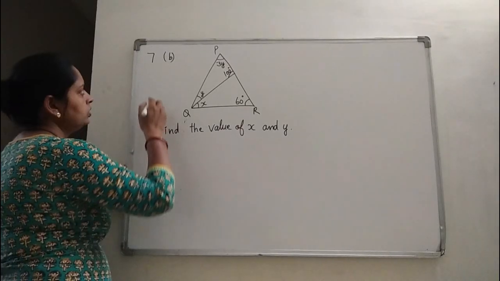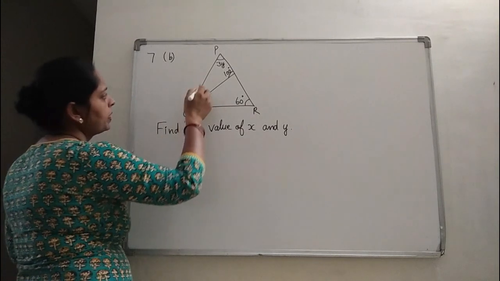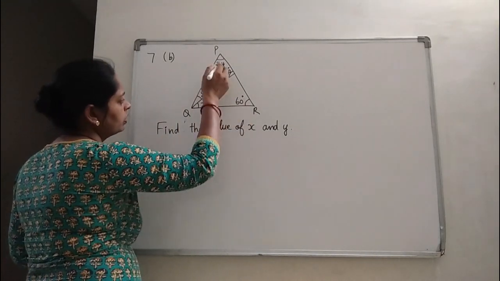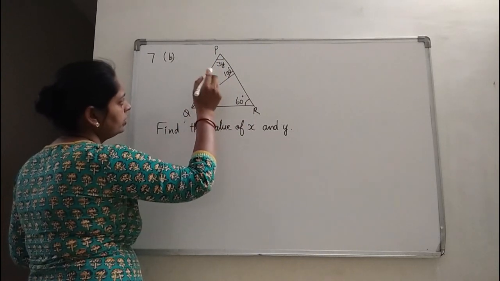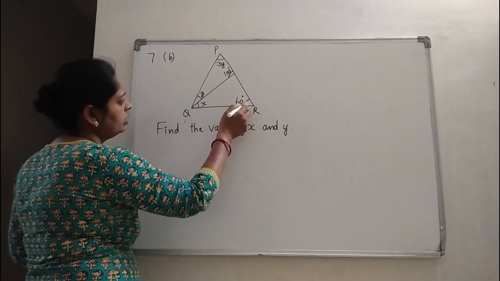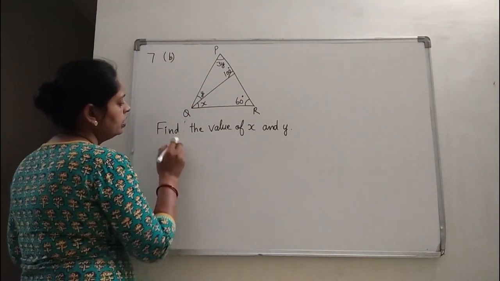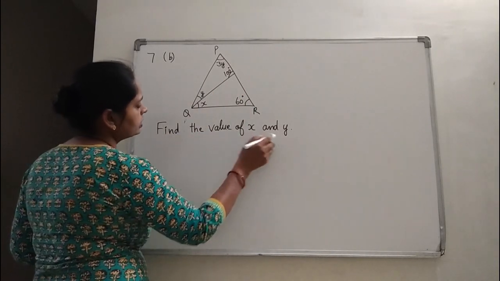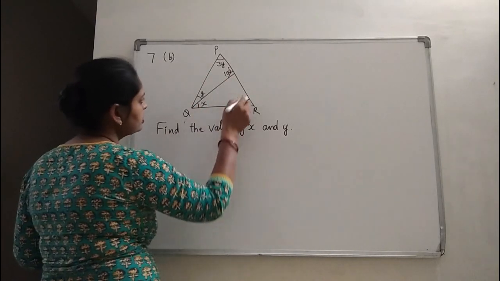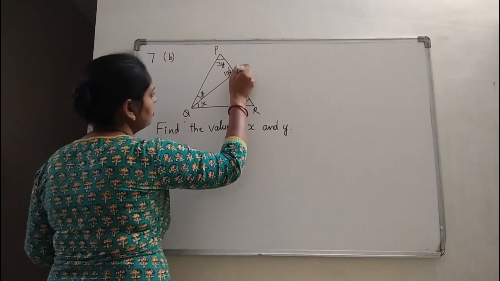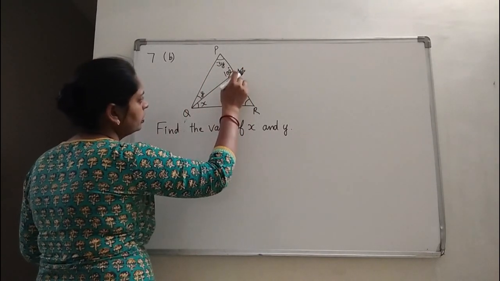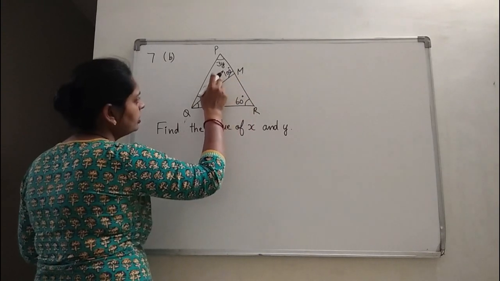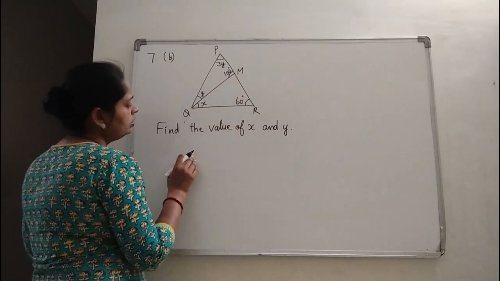Okay. Now see 7th B part. PQR, we have one triangle in which X, Y and 3Y angles have been given. Here 100 degree is given and here 60 degree is given. We need to find the value of X and Y. Now consider this triangle. Suppose this triangle point is M. Right, so QRM. In QRM triangle, 100 is the exterior angle.